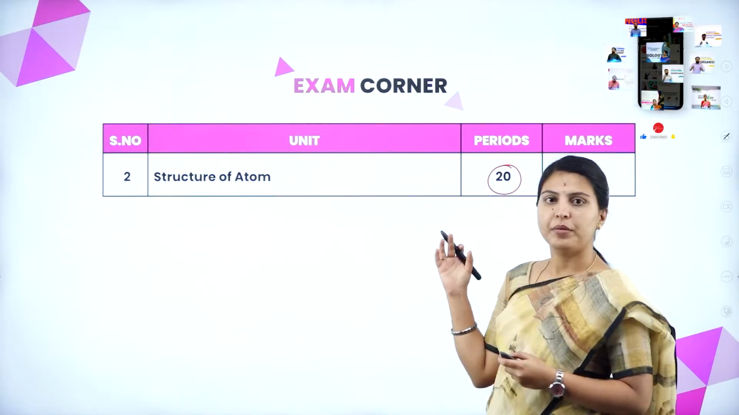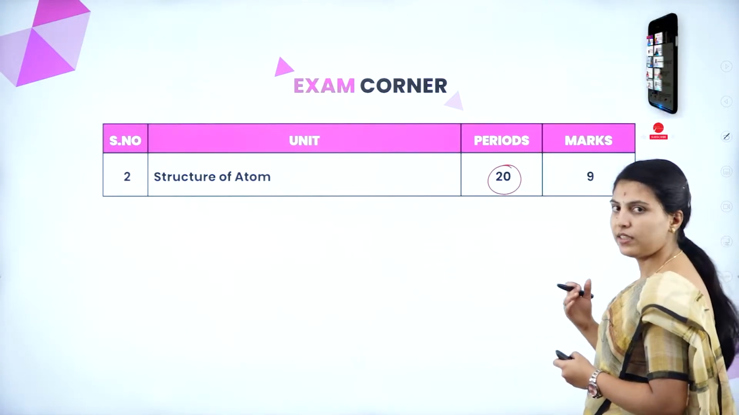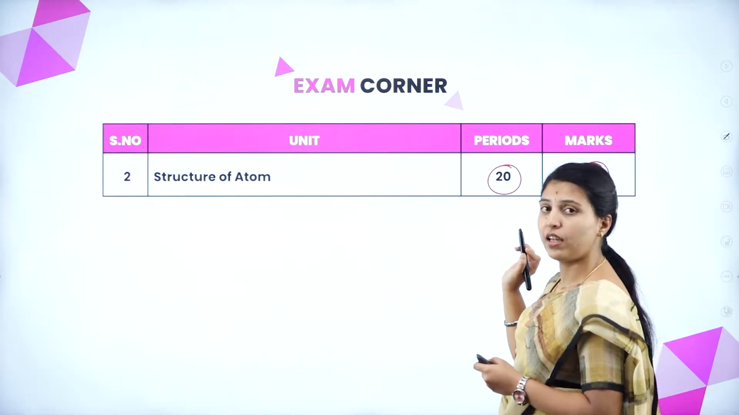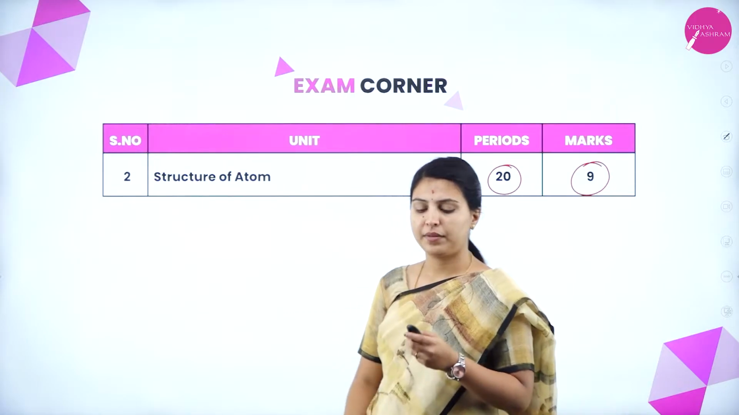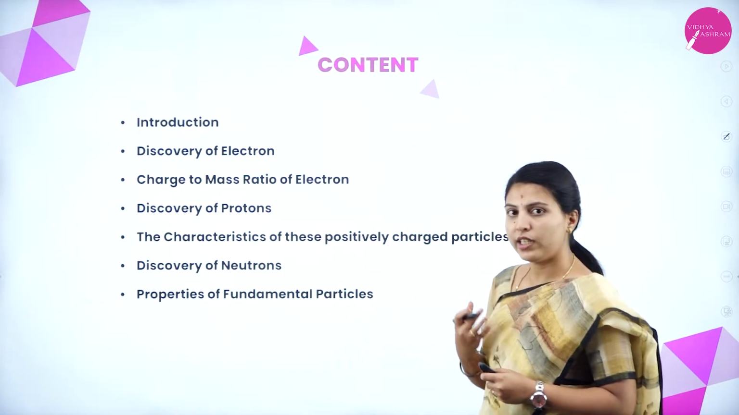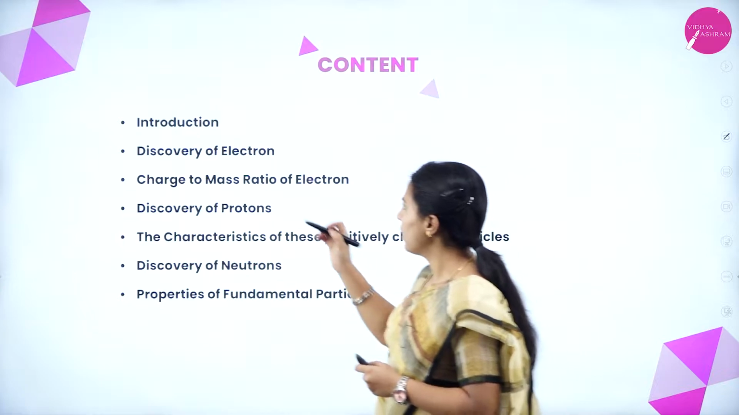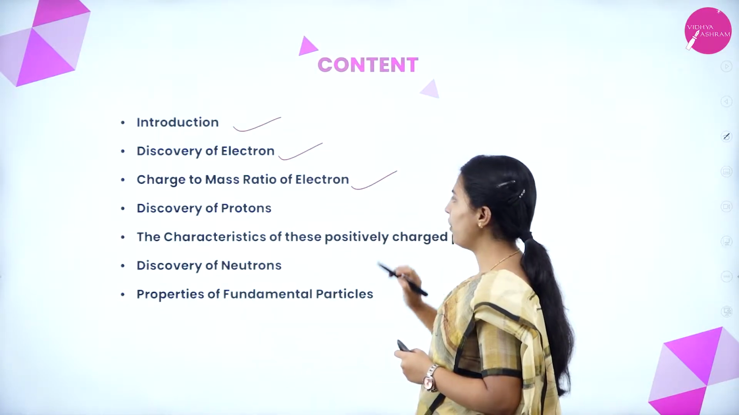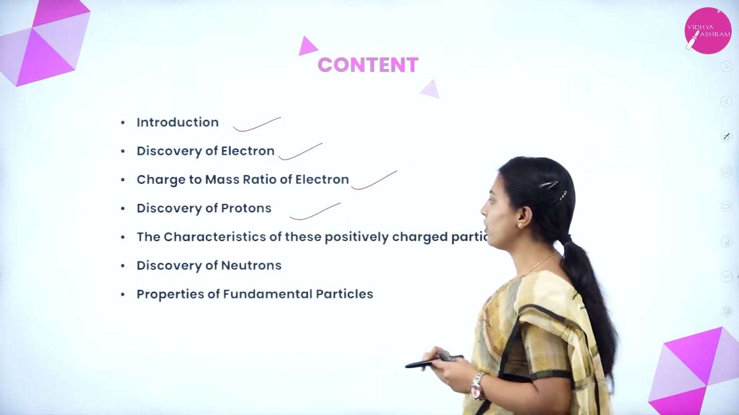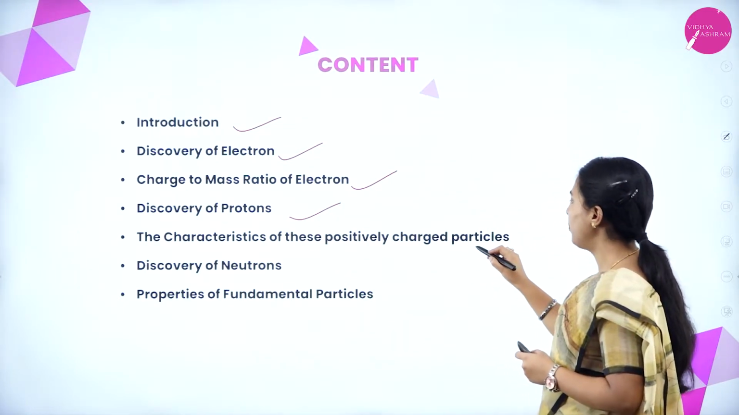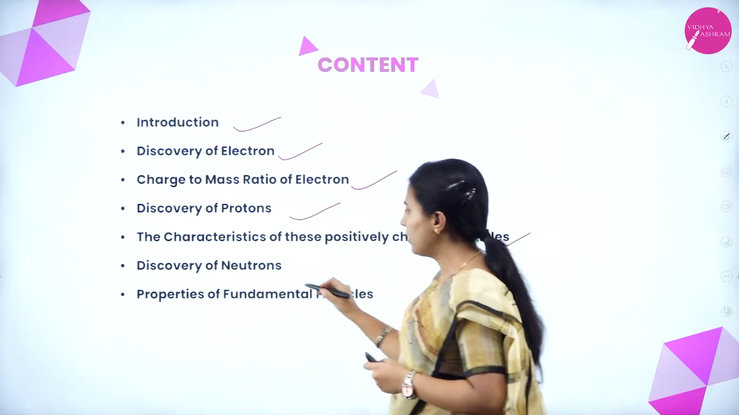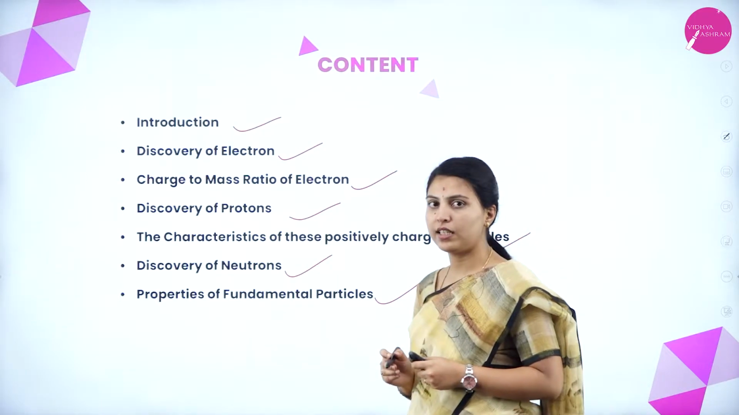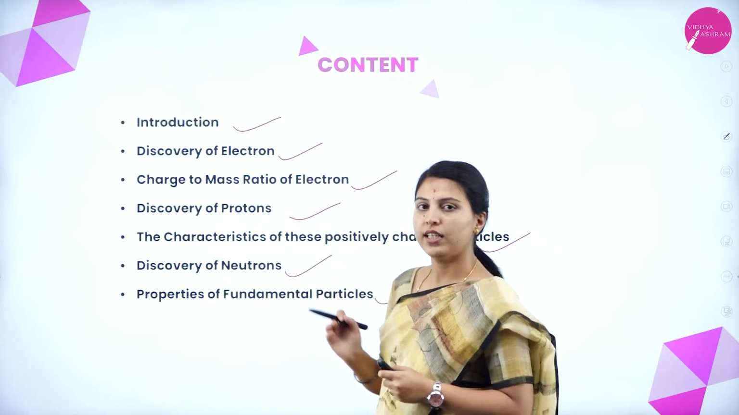Twenty periods are needed to complete this chapter, and the overall marks weightage is 9 marks. The contents we are explaining today are the introduction, discovery of electron, charge to mass ratio of electron, discovery of protons, the characteristics of the positively charged particles, discovery of neutrons, and properties of fundamental particles. These are the contents I shall explain in this session.